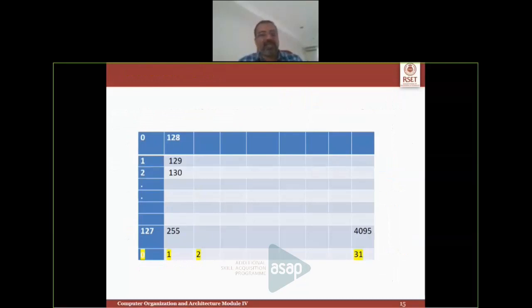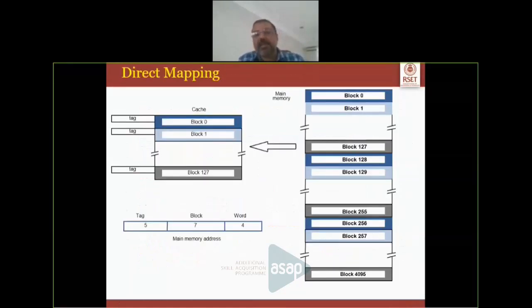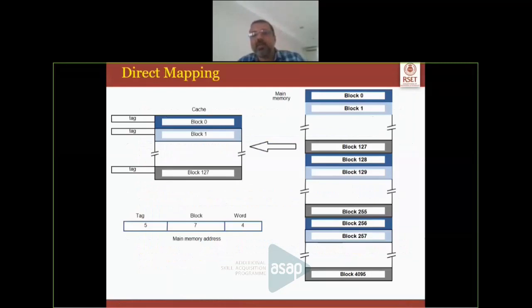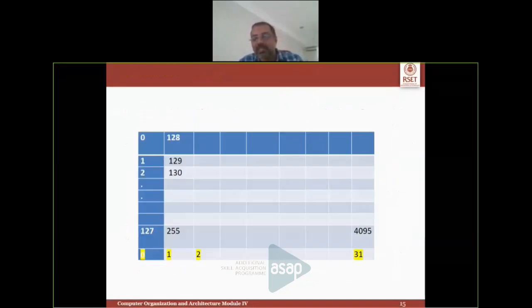So I'm just addressing 0 to 127, the first thing in the main memory. Then 128 to 255, then the next, then in the last 4095. How many blocks are there in this? It's 0 to 31. If I divide my main memory, that is up to 0 to 127, then 128 to the next 255, I can have 32, that is 0 to 31, 32 different blocks.